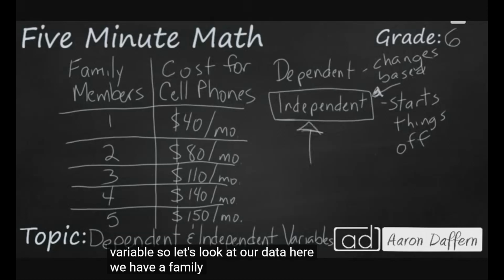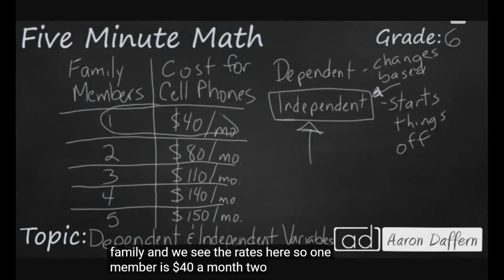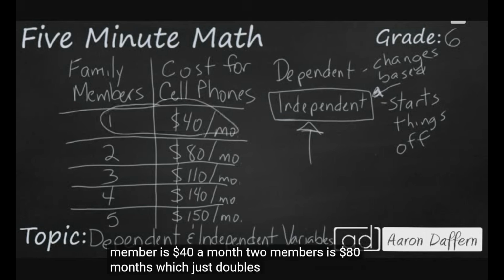We have a family that's trying to get a cell phone coverage plan for their family. And we see the rates here. So one member is $40 a month. 2 members is $80 a month, so it just doubles there.